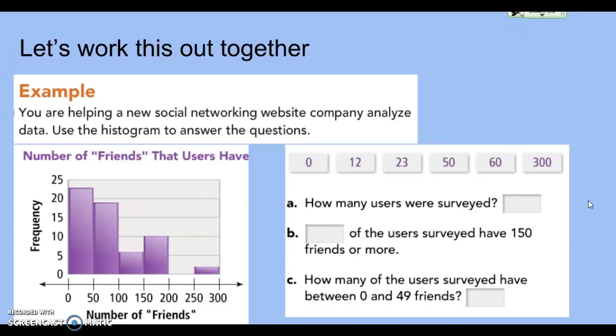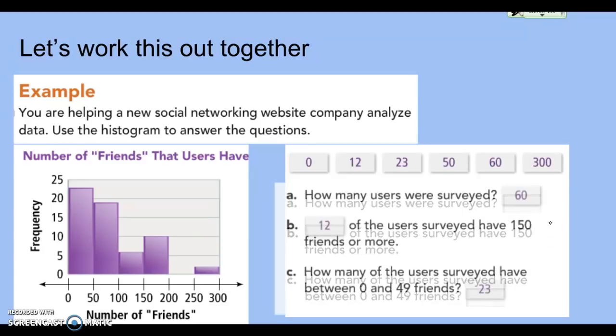Okay, so now we have taken a look at how you count your results across your bars. And here are your answers so that you can check it yourself if you didn't get all that I had before.